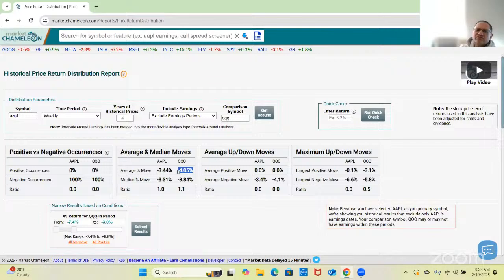QQQ was down 4.5. The median, it was down 3.3 versus QQQ 3.8. So on the downside, it looks like Apple outperformed the QQQ. They were both down, but QQQ was down by a bigger percentage on average on these extremes, right? So we're talking about down 3% or more. The average negative moves you could see here, 3.4 versus 4.1. And even on the very extreme, Apple was down 6.6% versus 5.8.